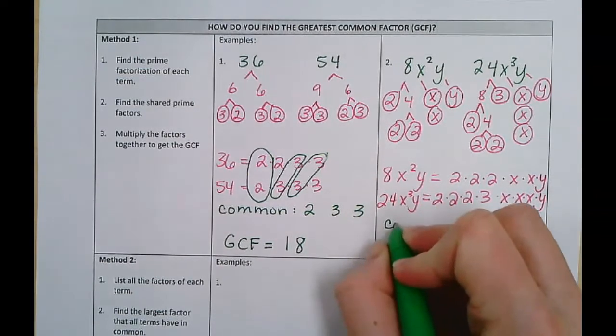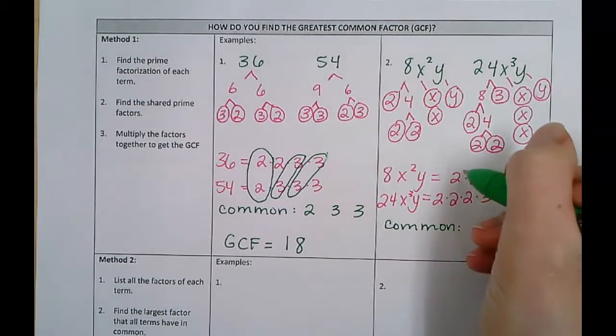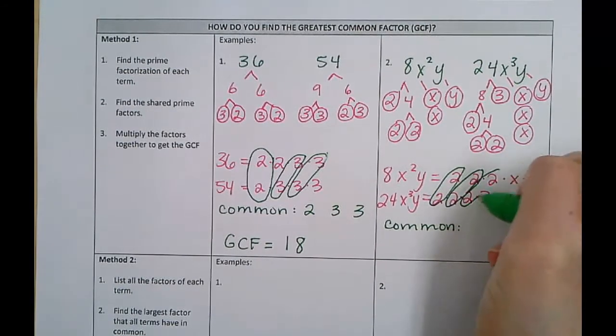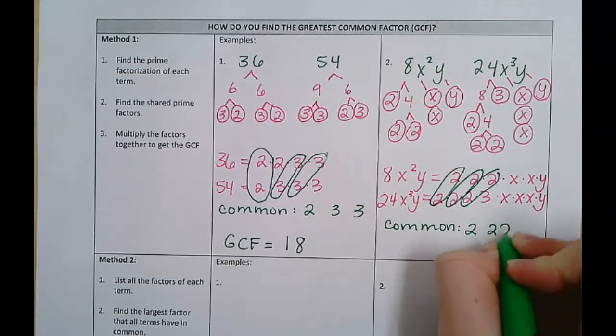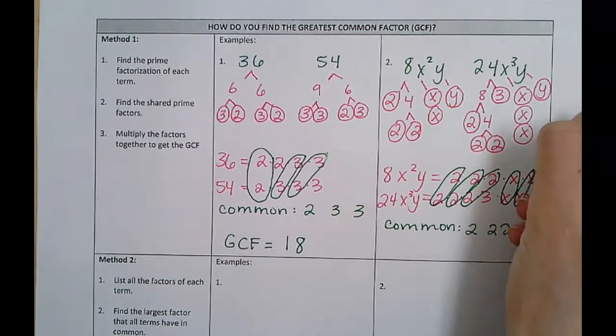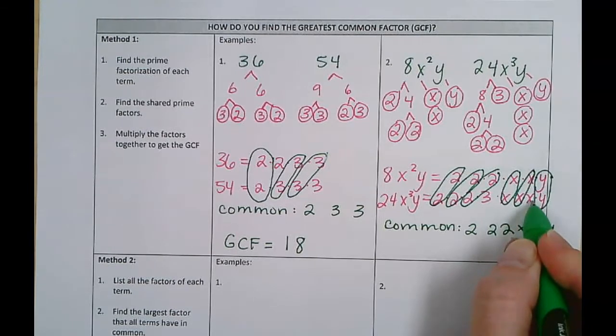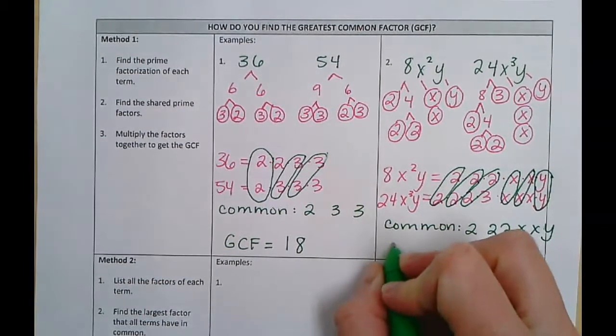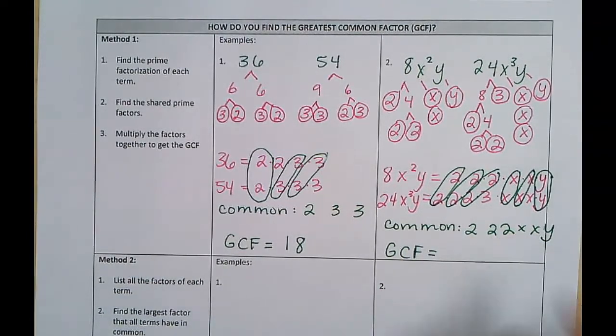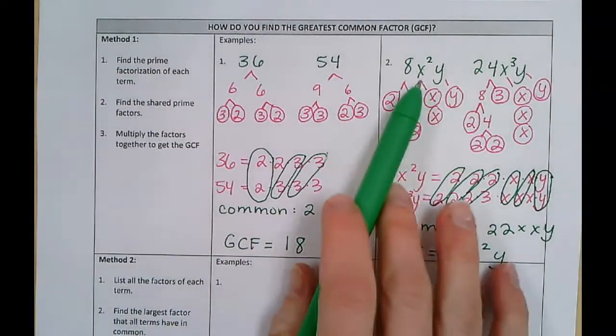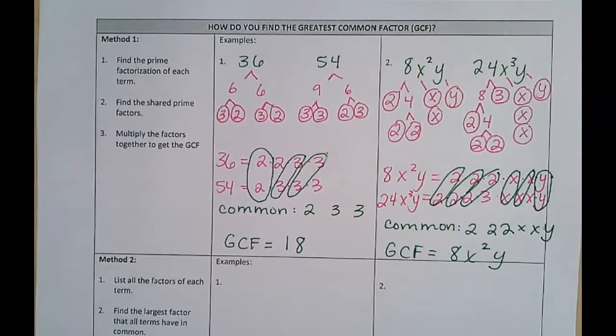So to find what's in common, I'm going to circle. I've got 1, 2, 3 2's in common. And I have 1, 2 x's in common. And only 1 y in common. I have things left over that were not in common with the previous term. So my GCF, when I multiply, will be 2 times 2 times 2, or 8, x times x, or x squared, and then y. So there's my GCF between 8x squared y and 24x cubed y, the largest amount that's in common between both terms.